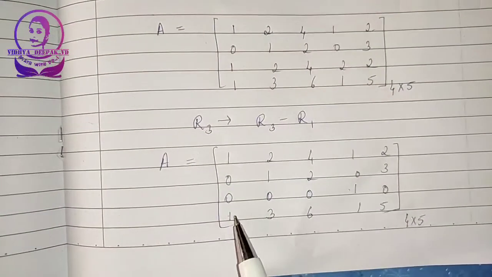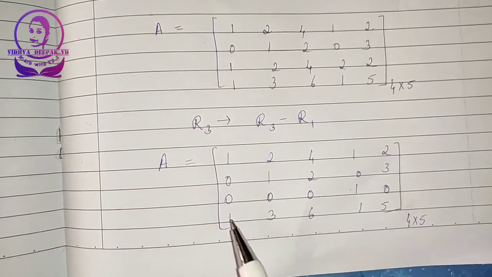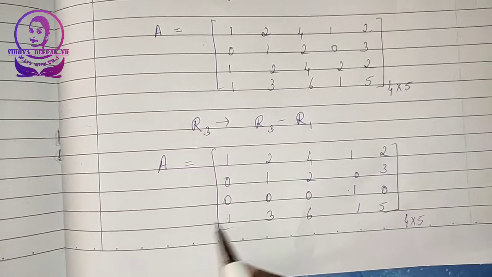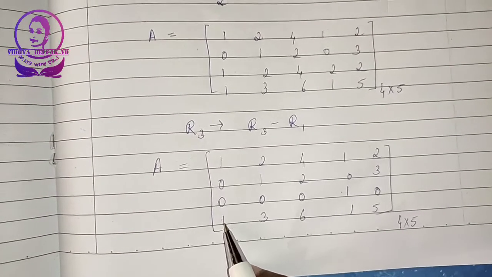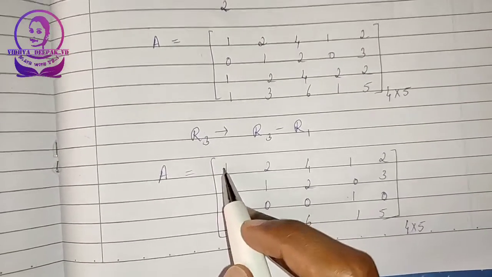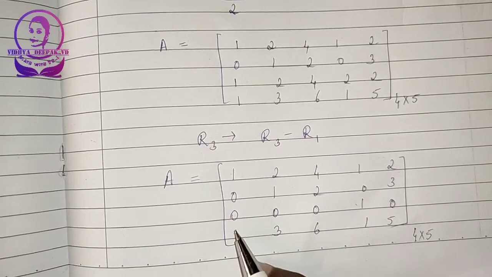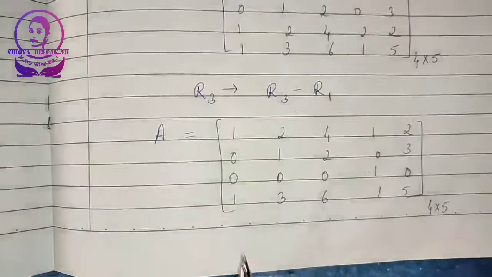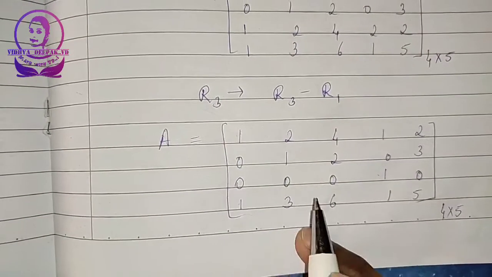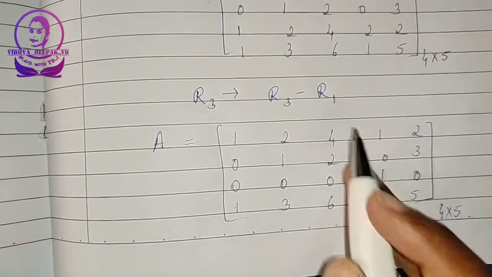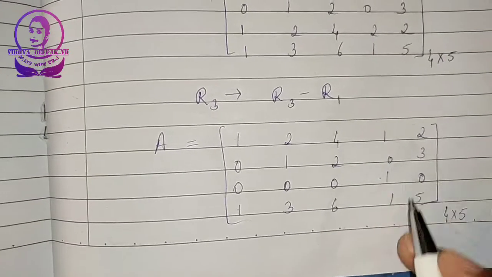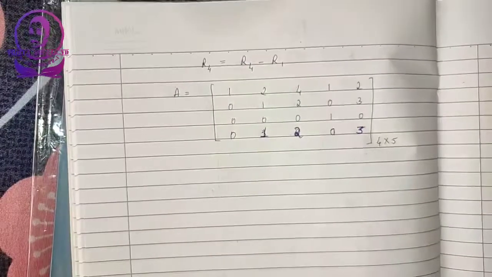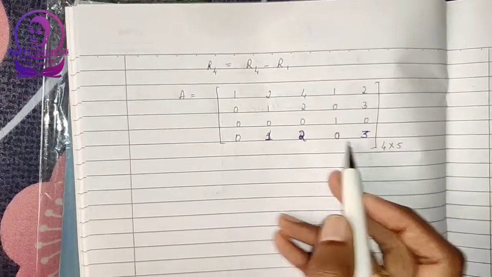If you observe properly, in order to make this 0, what do I have to do? 1 minus 1 becomes 0, right? So we can perform the operation R4 is equal to R4 minus R1. So this element becomes 0, right? So shall we do that now? What do we get? 1 minus 1, 0. 3 minus 2, 1. 6 minus 4, 2. 1 minus 1, 0. 5 minus 2 is 3. So we have 0, 1, 2, 0, 3.